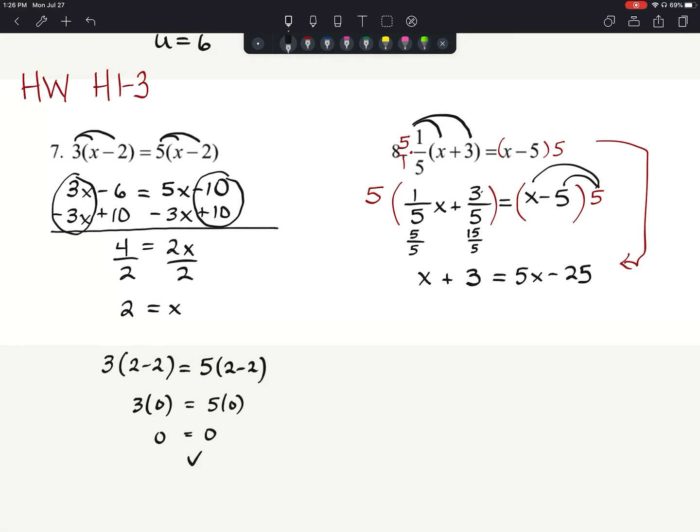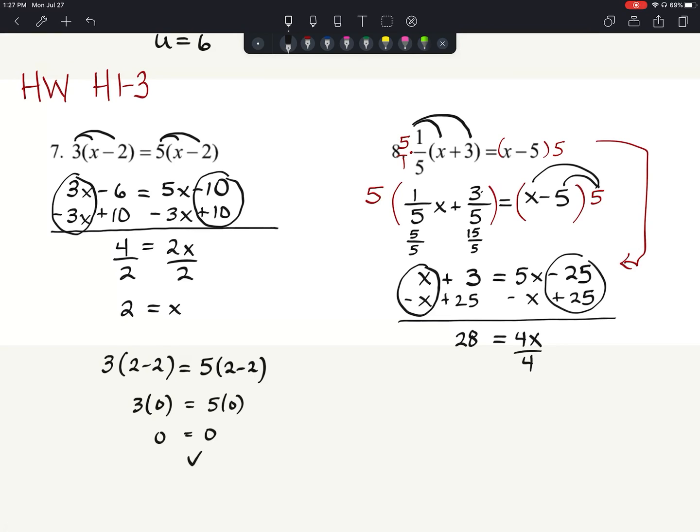Next thing, let's get our variables together. Let's subtract x from each side, and then I'm going to go ahead and move the constant terms over. So my positive and negative 25 zero out. My positive negative x's zero out. So we're going to have 4x equal to 28. Therefore, 7 is what the value of x should be.